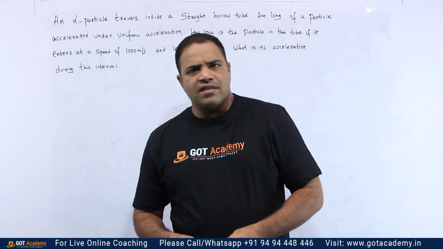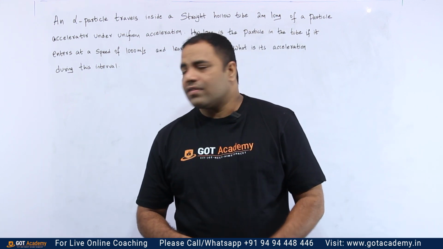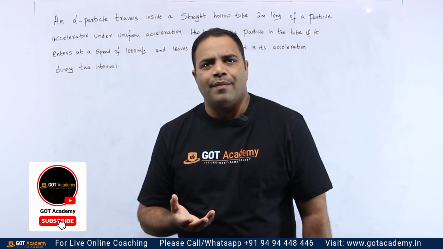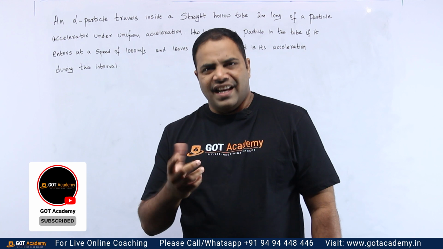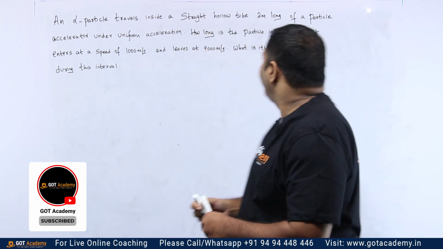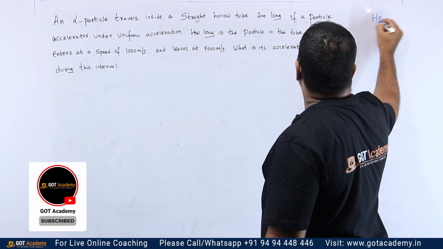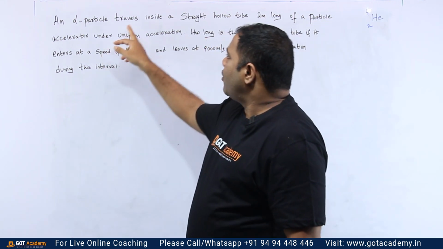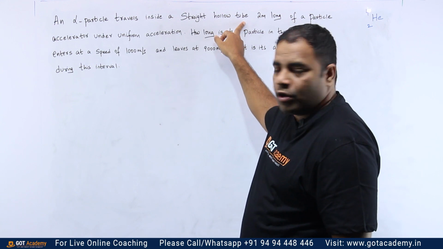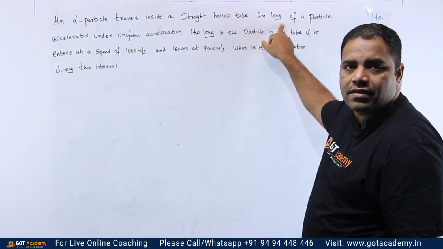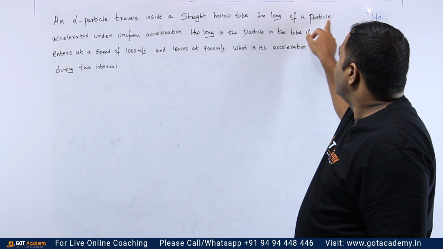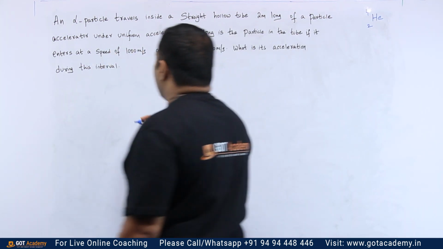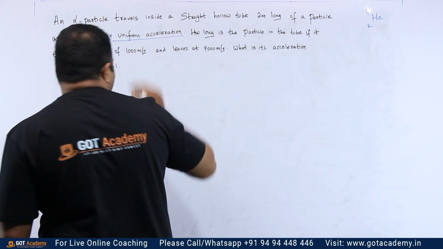So children, now let us look at the next question, okay? Next concept. Here we are saying that there is an alpha particle. I hope you know what is alpha particle. Nothing but helium, He-4. Helium. Its atomic number is 2 and mass number is 4. So there is an alpha particle traveling inside a tube of length 2 meters. Accelerated under uniform acceleration. This is very important. So now this is under uniform acceleration.